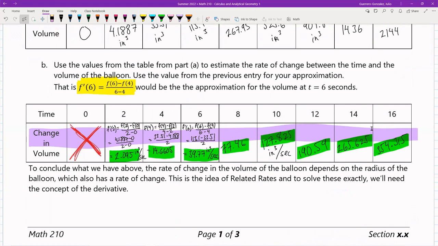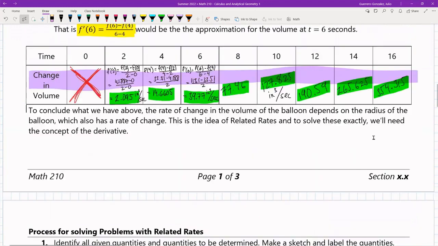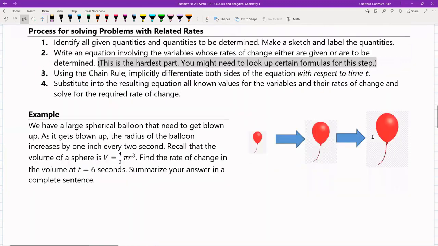Okay, to solve this exactly, we're going to need the derivative. And specifically, we're going to need implicit differentiation. I know you guys hated it when you were doing it, but we need it. Like I said, it's one of the most useful things outside of math, within physics, within chemistry, okay?